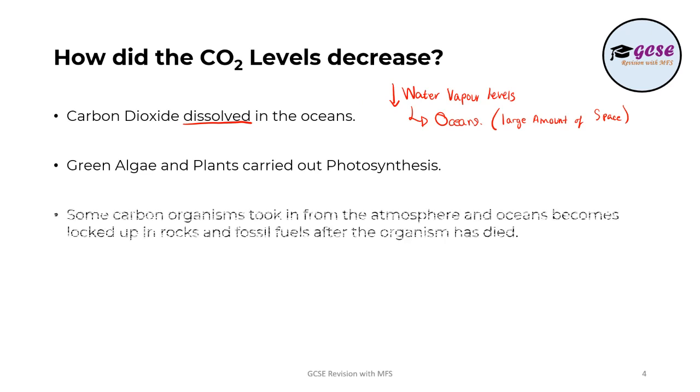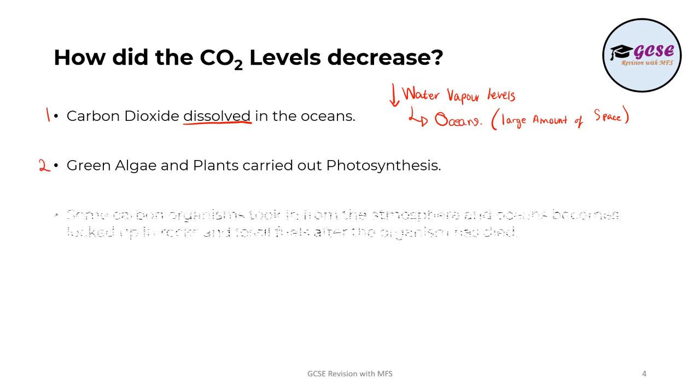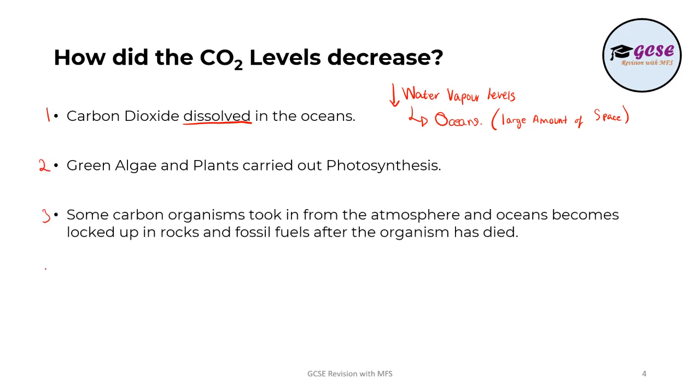Now, green algae and plants carried out photosynthesis. So there's three main reasons you need to know. There's the first, there's the second, and here's the third. Green algae and plants carried out photosynthesis. The equation for photosynthesis is when you take carbon dioxide and water and turn it into glucose and oxygen.